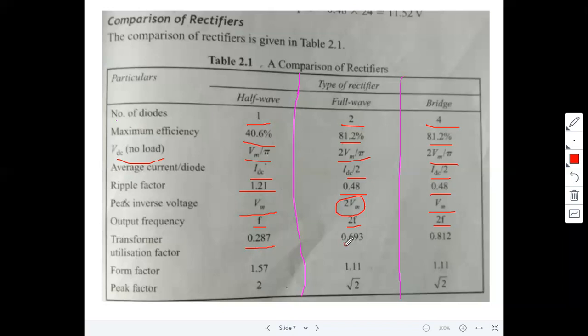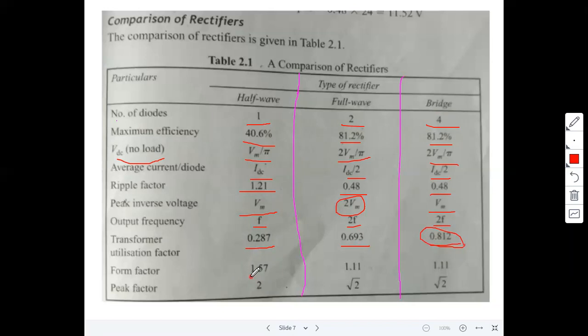And the transformer utilization factor, here only 28.7% is utilized, 0.287, whereas in center tap it is 0.693. This is the average transformer utilization in center tap, and the maximum transformer utilization in bridge rectifier is 0.812. Remember, the maximum transformer utilization takes place in the bridge rectifier only.